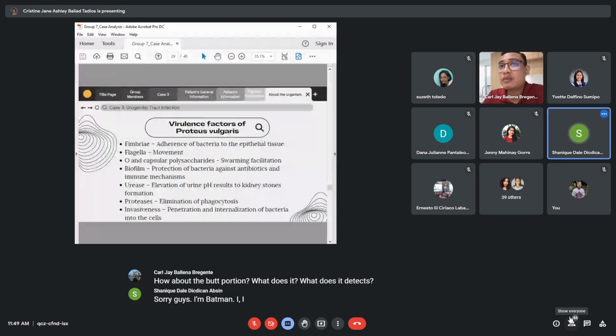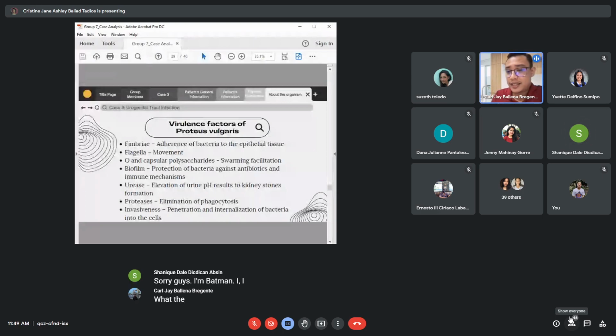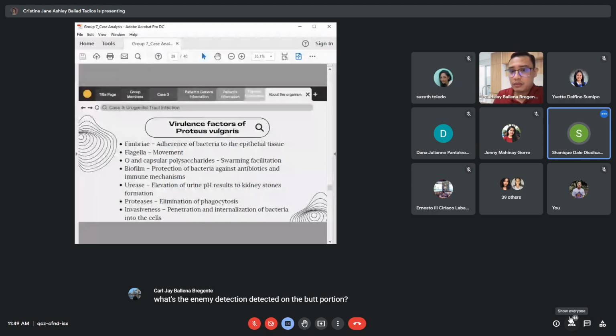What is the test detected on the butt portion, or what's the enzyme detected on the butt portion? Decarboxylase. What's the positive result? Purple, sir. What's the negative result? Red.